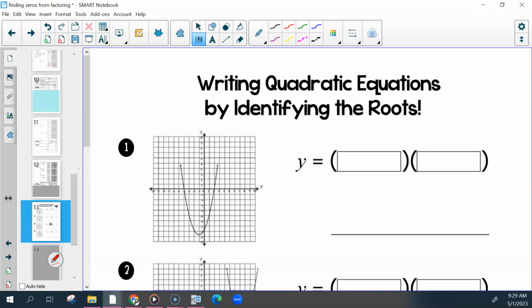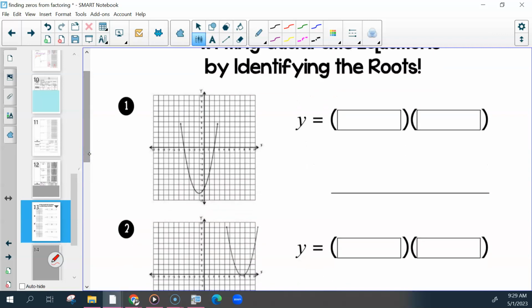Okay, so this is like the opposite. We were finding our zeros. Now we're going to be writing the equation. So in order to do that, you have to know what your zeros are. So look at where it crosses the x-axis. I know the numbers are kind of small, but I would write that off to the side, like what those are. So 2 and negative 4.